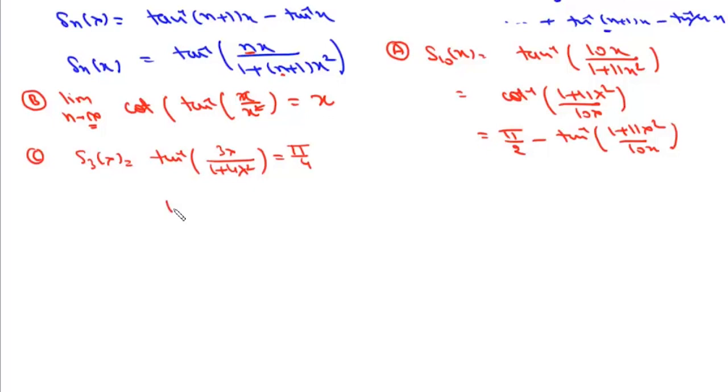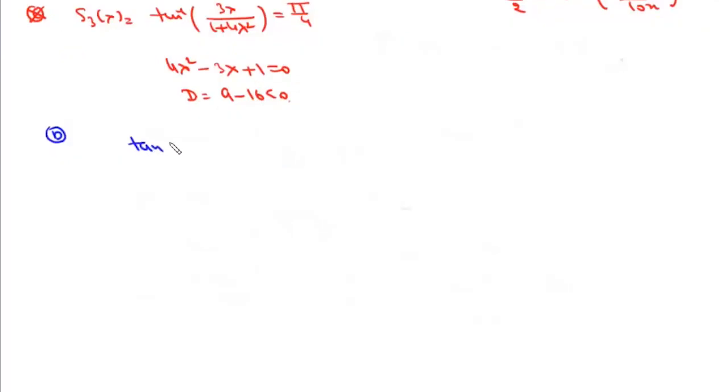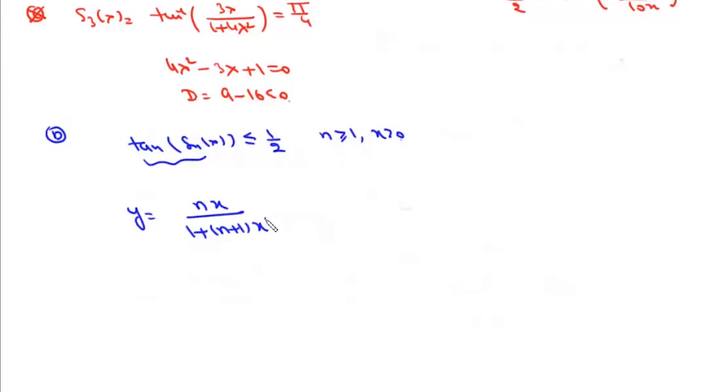Now we can write this equation as 4x square minus 3x plus 1 equals 0. Now the discriminant for this quadratic equation is 9 minus 16, which is less than 0. So this equation will have no real root. So C is incorrect. Now in part D it says tan of S n x is always less than or equal to 1 by 2 for any n greater than or equal to 1 and x greater than 0. Now what we'll do is we'll take this as some function y, and this y will be nx upon 1 plus n plus 1 x square.